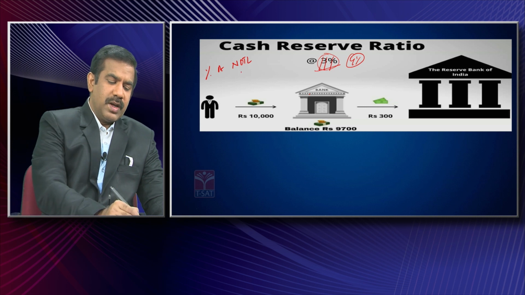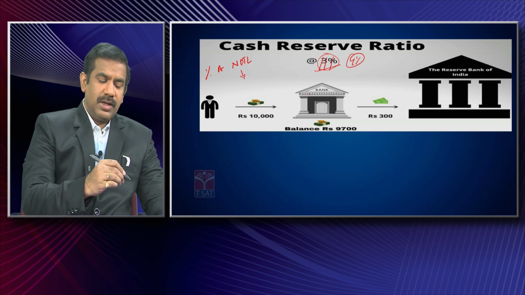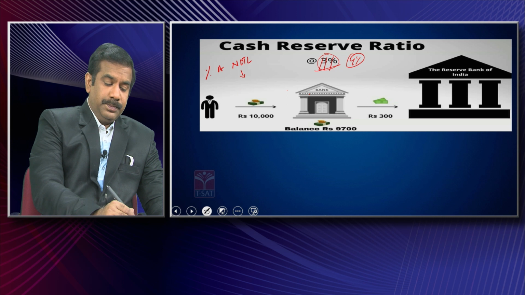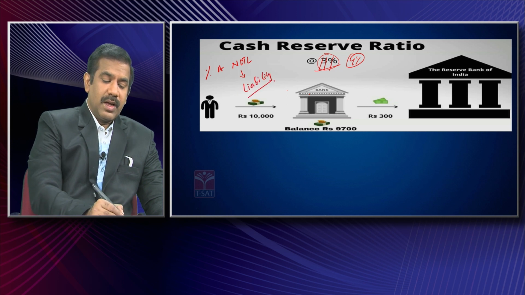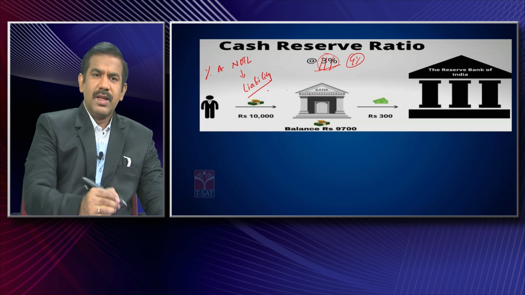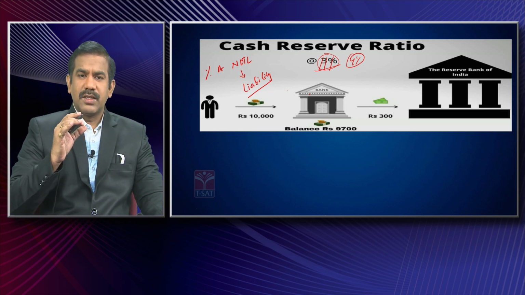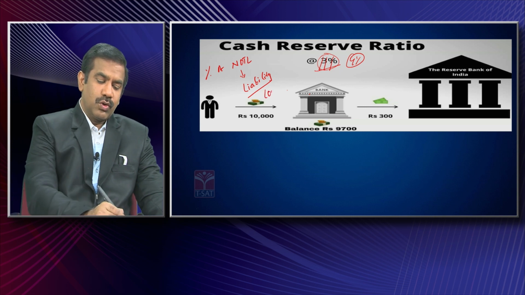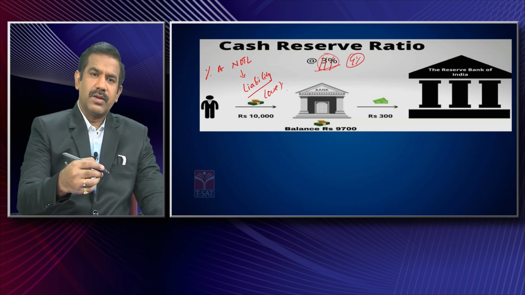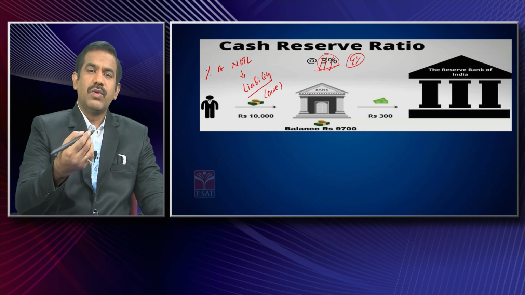So what do you mean by net demand and time liability? Let me make it clear. What is the liability of a bank? I think you understand the difference between an asset and a liability. An asset simply means anything that has a value, anything that's precious and you own, is an asset. Anything that has value and you owe to others, I mean you are liable to pay back or give back something to others, then we call it a liability.